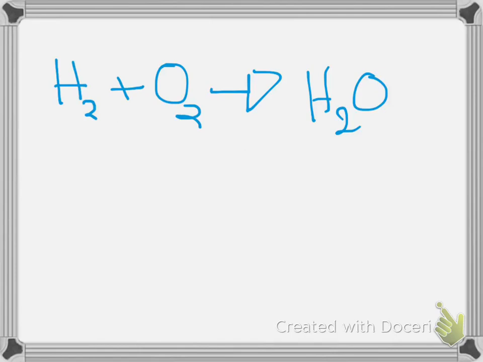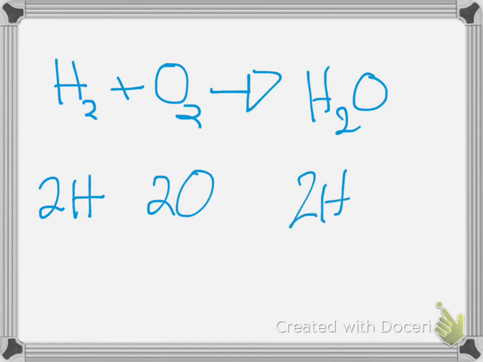So let's go back to our example and do that step. How many hydrogen atoms are on the left side of the equation? 2. How many oxygen are on the left? How many hydrogens on the right? 2. How many oxygen? 1. Just the 1. So which atom is balanced already? The hydrogen. And which one is not? The oxygen.